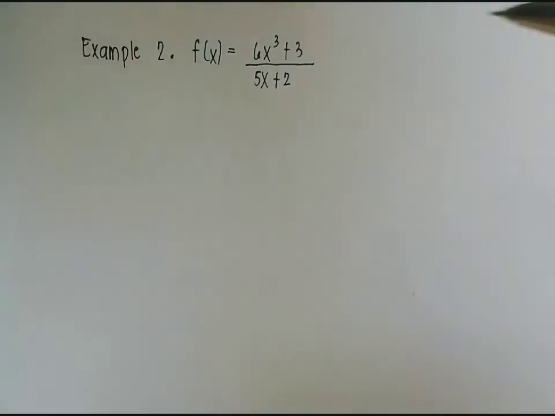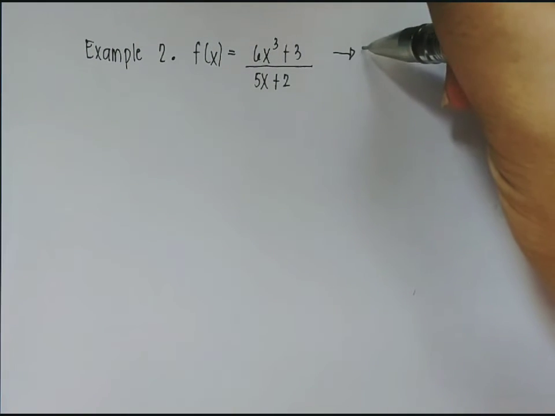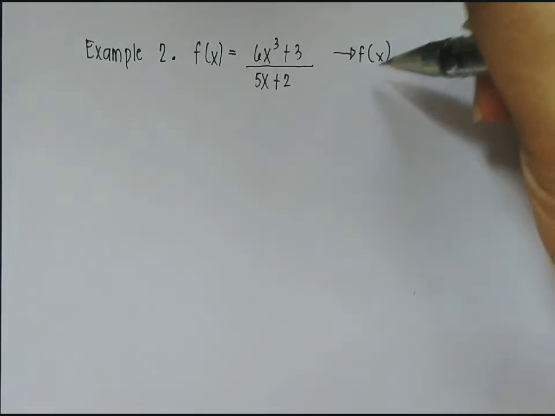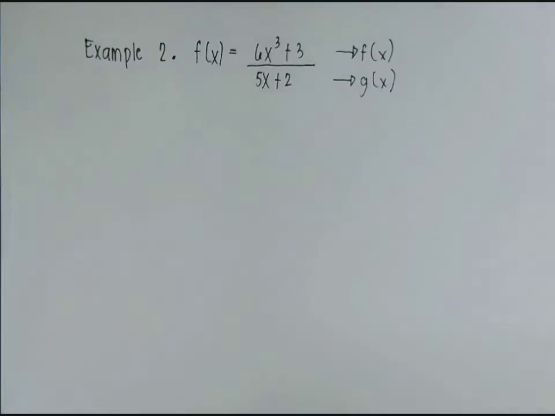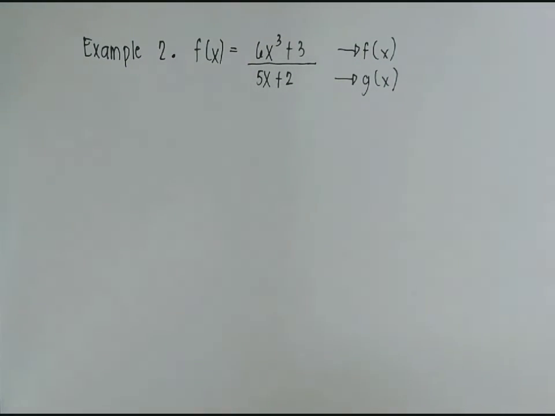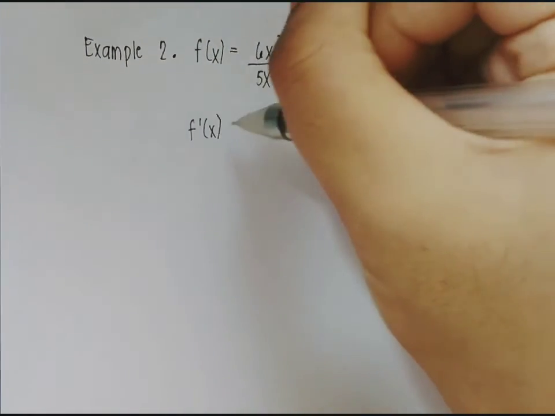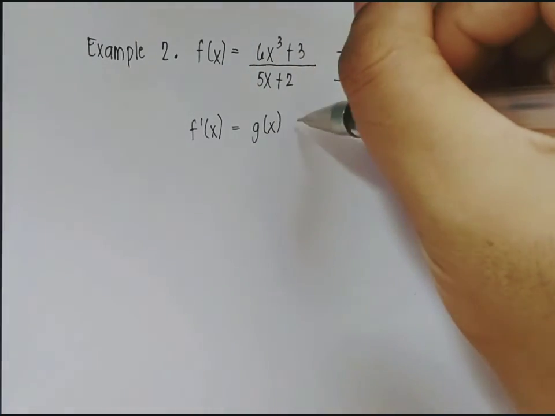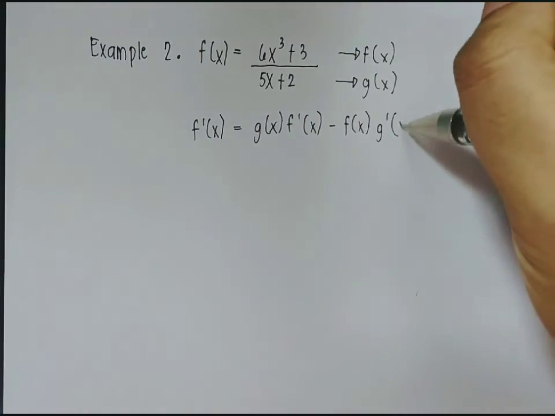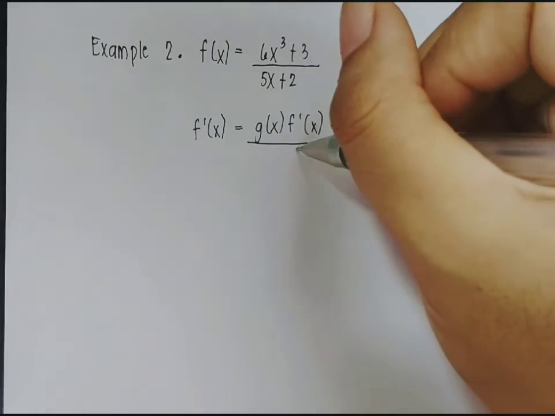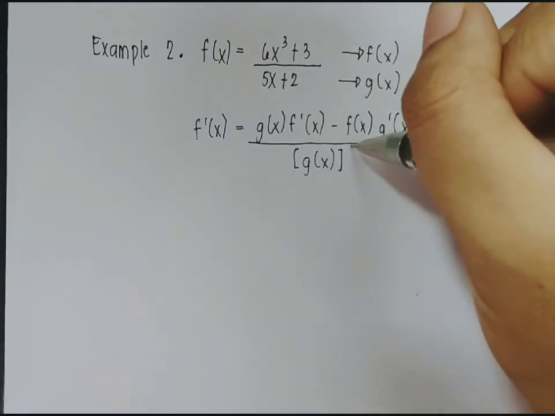So in this second sample problem, 6x cubed plus 3 is our f of x, and 5x plus 2 is our g of x. Now let's find the derivative using the formula f prime of x equals g of x times f prime of x minus f of x times g prime of x all over g of x squared.